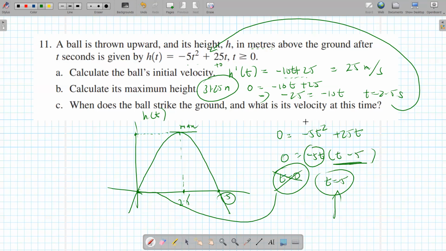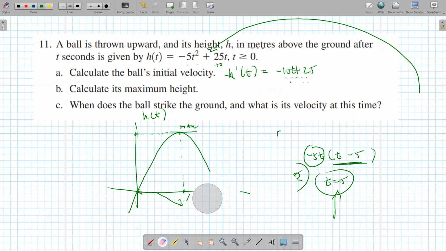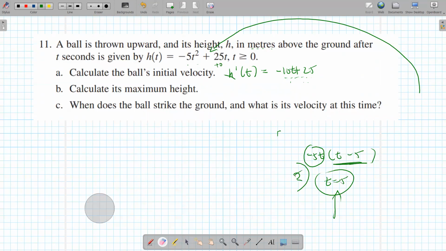What is its velocity at this time? What do we do for this one? We need to find the velocity when the time is 5. Do we have the velocity function? Yes, we do, right? h prime of t is the velocity. So all you got to do is plug t equals 5 into that and you'll get your answer.